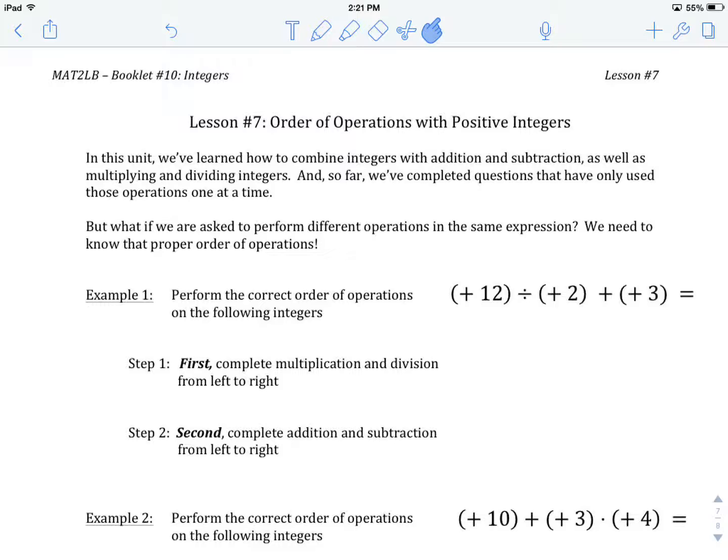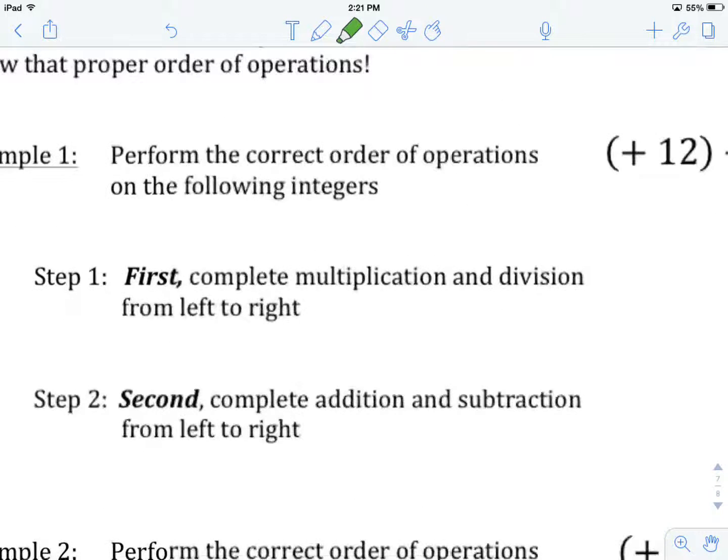Perform the correct order of operations on the following integers: positive 12 divided by positive 2 plus positive 3. So step number 1 says, first, and I'm going to highlight this because this is important, first, you're going to complete all the multiplication and division from left to right. So what that means is, like when I'm reading a sentence from left to right, I'm going to start at the left and I'm going to find the first place that multiplication or division shows up, and I'm going to do that first. So let's take a look at our example.